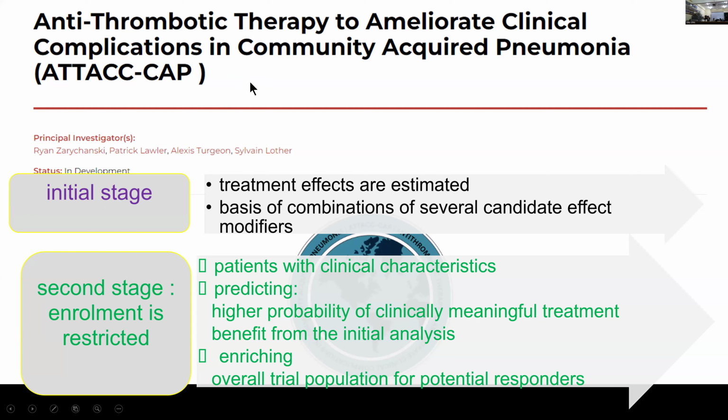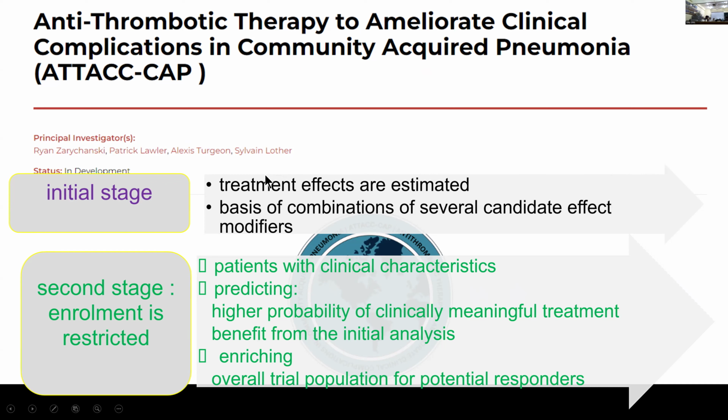Here's an example. Antithrombotic therapy for pneumonia. During COVID, this was a hot debate. Some people swore that people are dying of pulmonary thrombosis, so everybody was on anticoagulation. Another doctor said, no, there's no role for anticoagulation in COVID. So people are still fighting about it. This is a particular trial called the ATTACC trial, by Ryan Zarychanski.